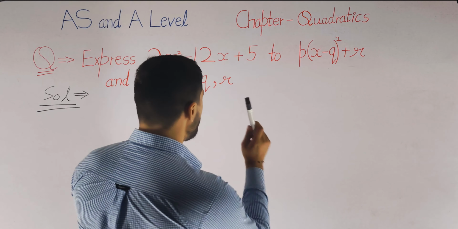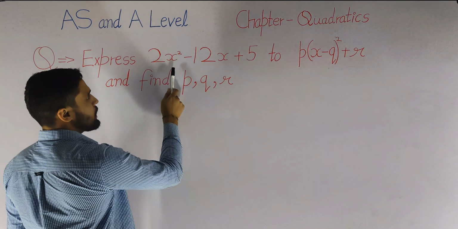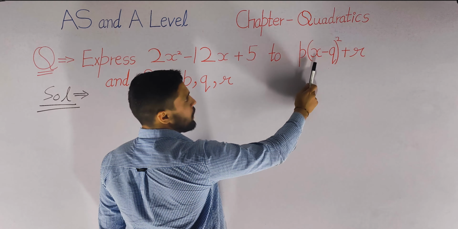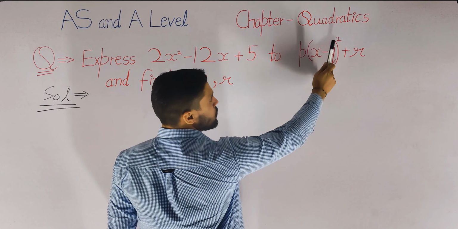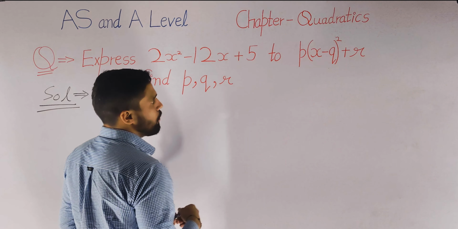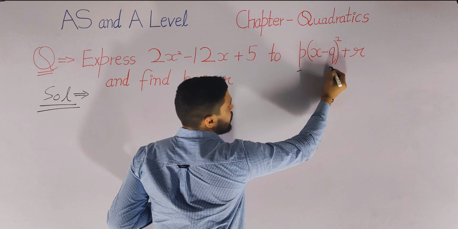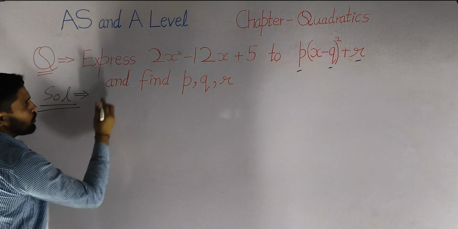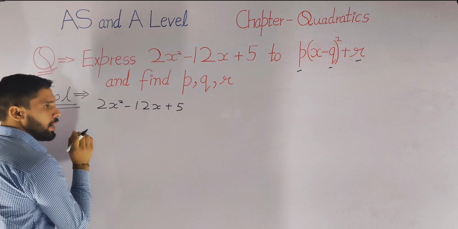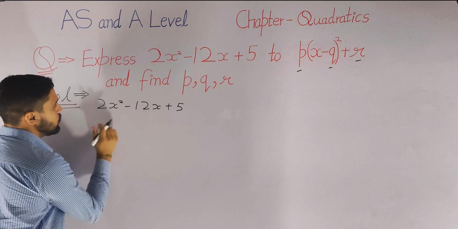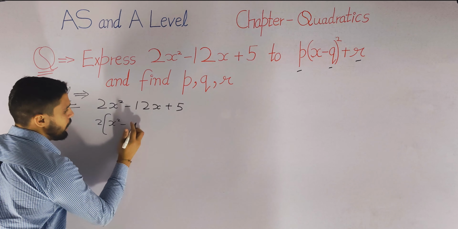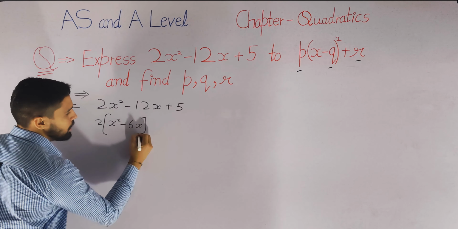And now we have a different type of question. Express 2x square minus 12x plus 5 in the form p bracket open x minus q bracket close whole square plus r, and find pqr. We need to find p, q and r. To solve this question we need to write the expression as it is. First take 2 common from the first two terms, because we need 1 as the coefficient of x square. So we are left with x square minus 6x here, and plus 5.